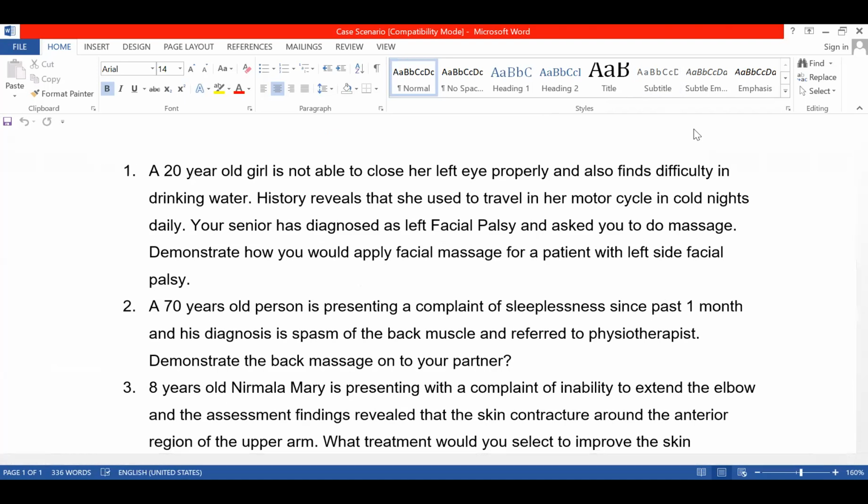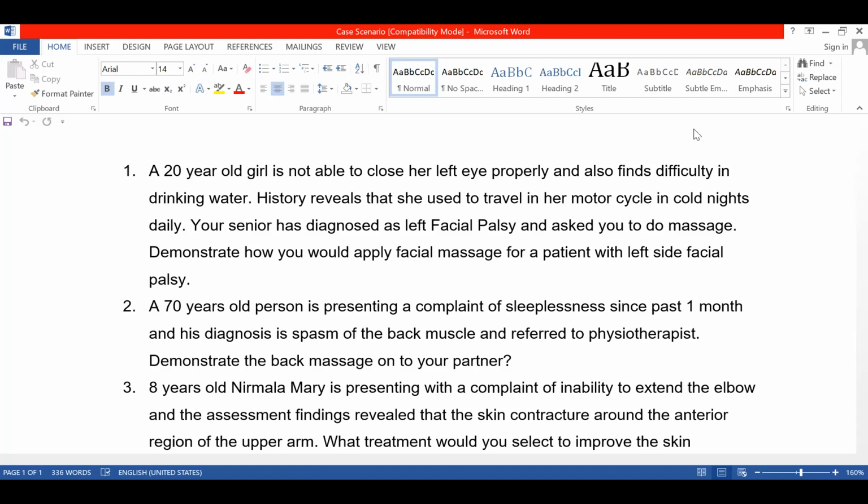Good morning, Miss. First, the patient will be in supine lying, and the therapist will be standing behind the patient. Since the patient has facial palsy, we will perform facial massage on the affected side, which is the left side of the patient. First, we'll give touch and spread the lubricant. Then we'll perform stroking from the forehead to the chin and back, and also cover the cheek part.